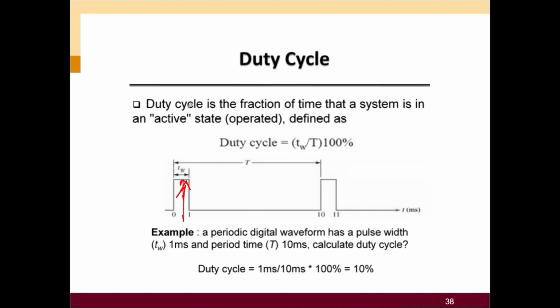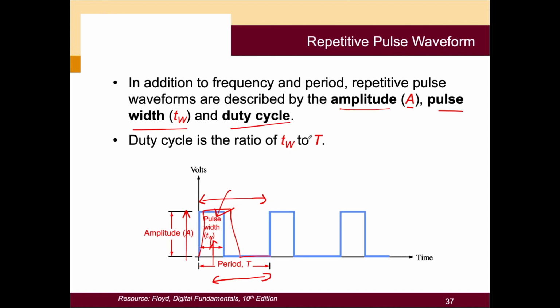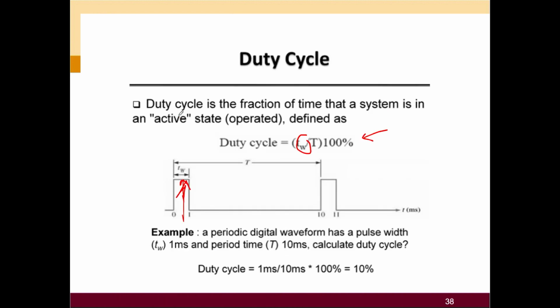So duty cycle is the fraction of time that the system is in an active state, or operated. You need to calculate it on your own. It gives you the equation: duty cycle equals TW per T. What is TW? You were given this in the previous slide, it is the pulse width, TW, and T is the period time of one cycle.